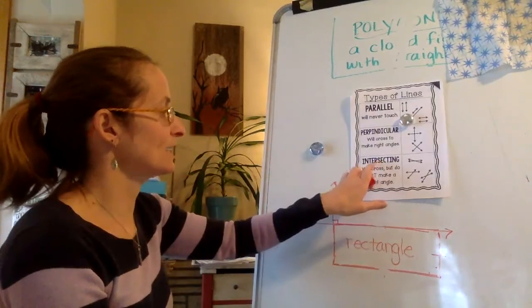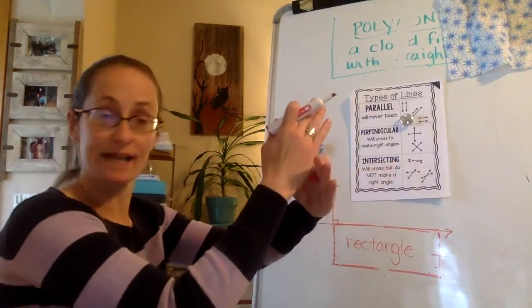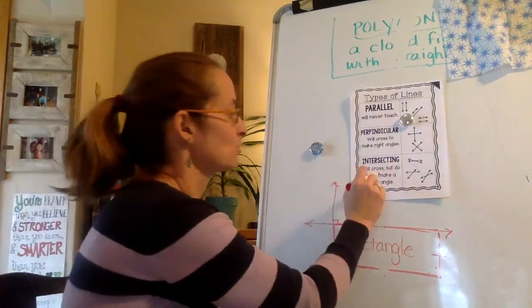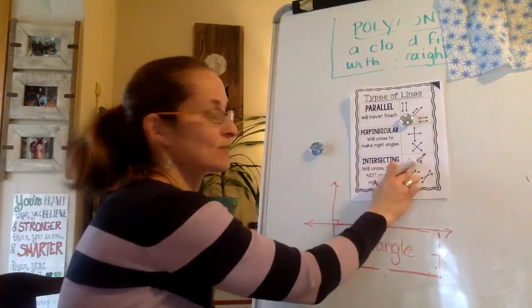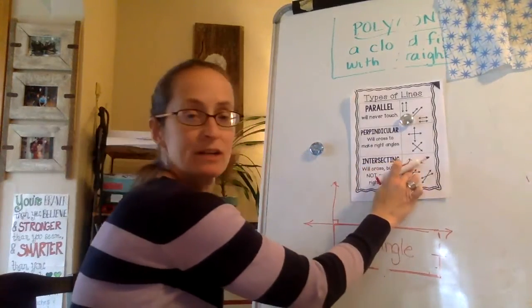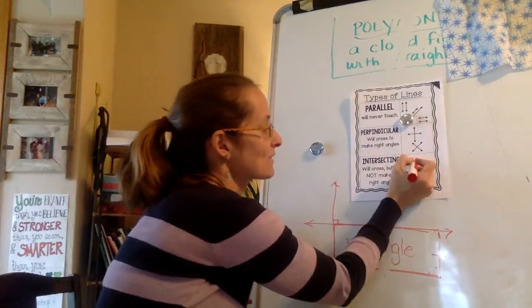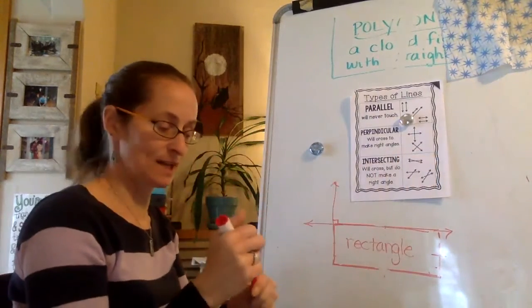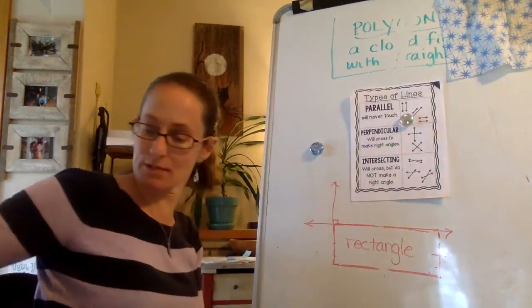And if lines are intersecting, like at an intersection, they will cross, but they will not make a right angle. So if you can look up here, look how little, that is not a right angle. So those are intersecting lines. So that was your little lesson about that.